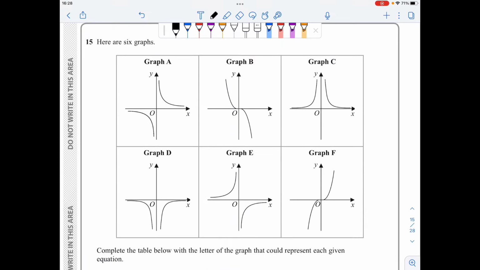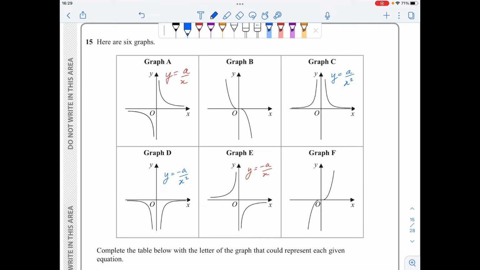For question 15, note that graphs A and E are reciprocal graphs. A is a positive one, E is a negative one. So A is of the form y equals A over x. E is of the form y equals minus A over x. Now, C and D are squared reciprocal graphs. C being the positive, D being the negative. So C is y equals A over x squared, while D is y equals minus A over x squared.